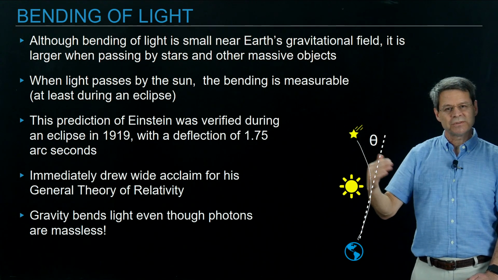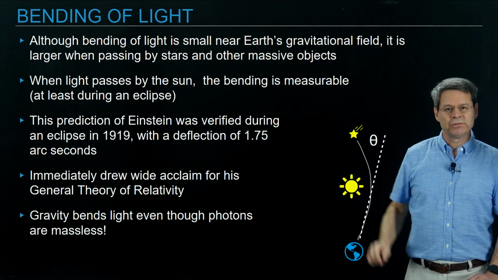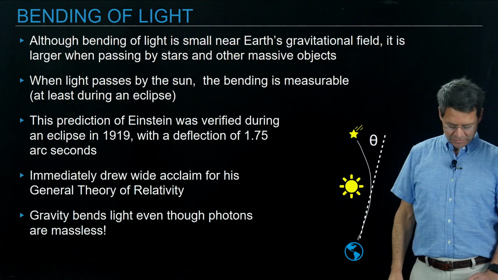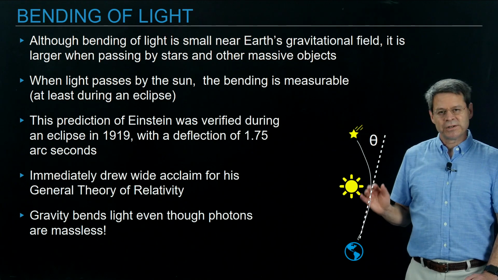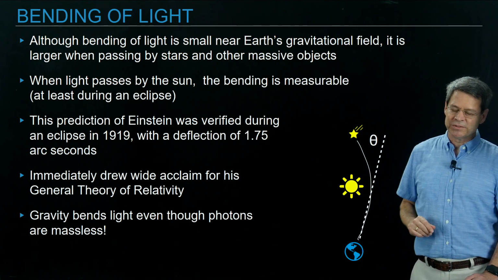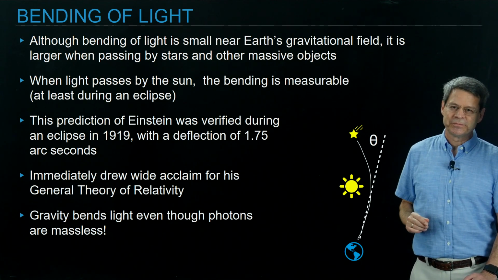So there's some angular displacement theta, which for this eclipse was only 1.7 seconds of arc. That was a very important prediction that was verified, and it gave wide acclaim to this general theory of relativity of Einstein.